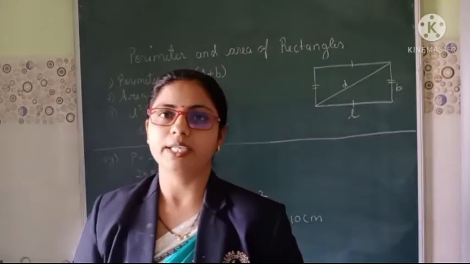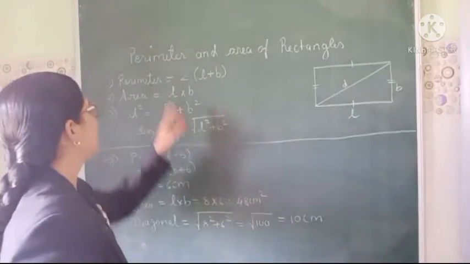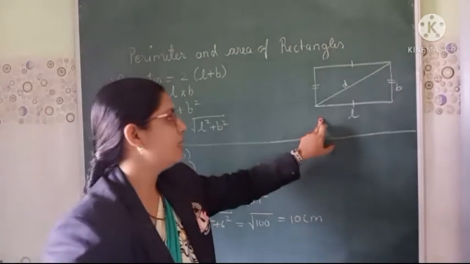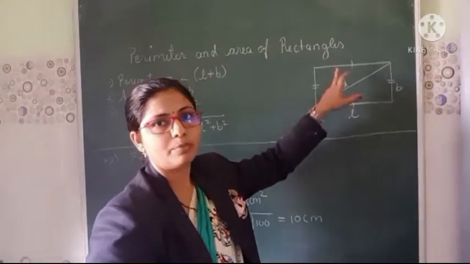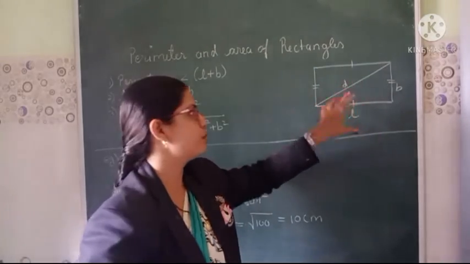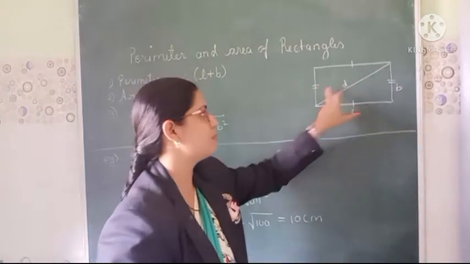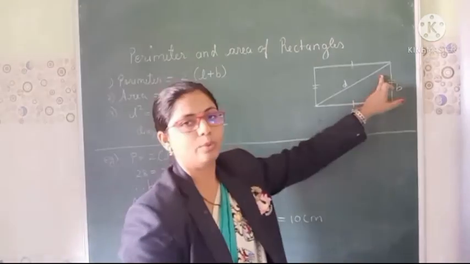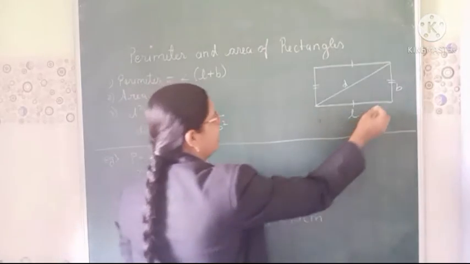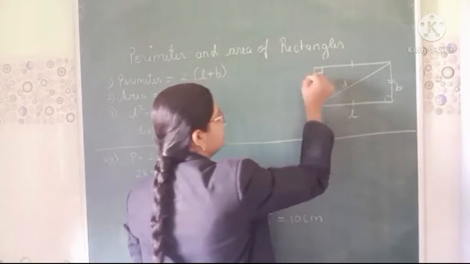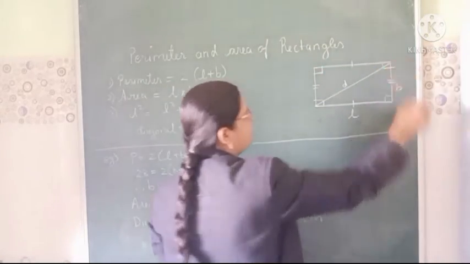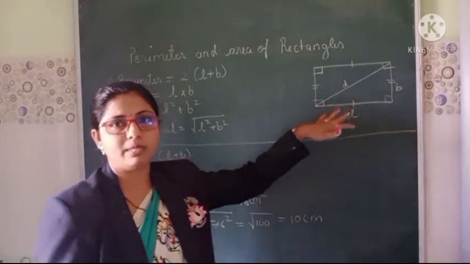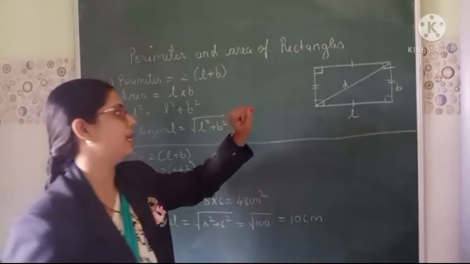Now we are going to study the perimeter and area of a rectangle. We know that in a rectangle, opposite sides are the same. So both lengths will be the same and both breadths will be the same. And this is a diagonal, where we know that the rectangle forms a 90-degree angle at all the vertices. So keeping these concepts in mind, we will work out the solution.